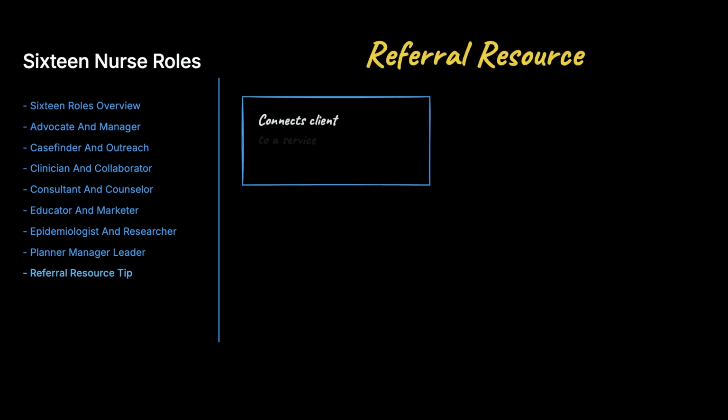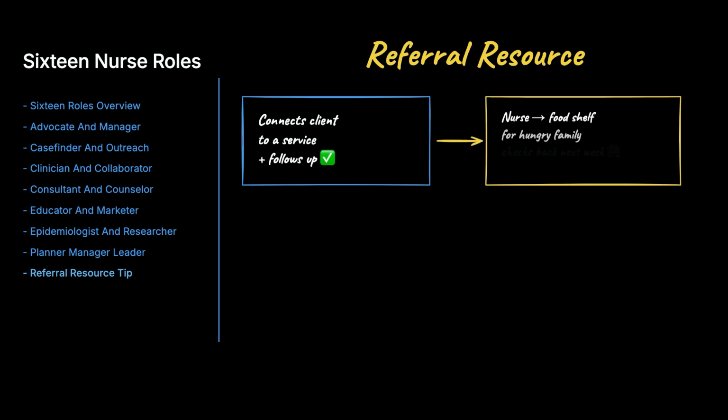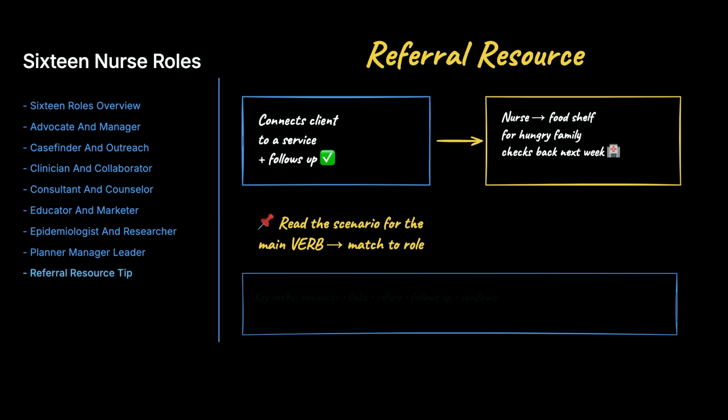The final role is the referral resource, which connects a client to a service and follows up to confirm the linkage happened. Think of a nurse who links a food-insecure family to a food shelf and checks back the next week. The trick is to read the scenario for the main verb, then match it to one role.